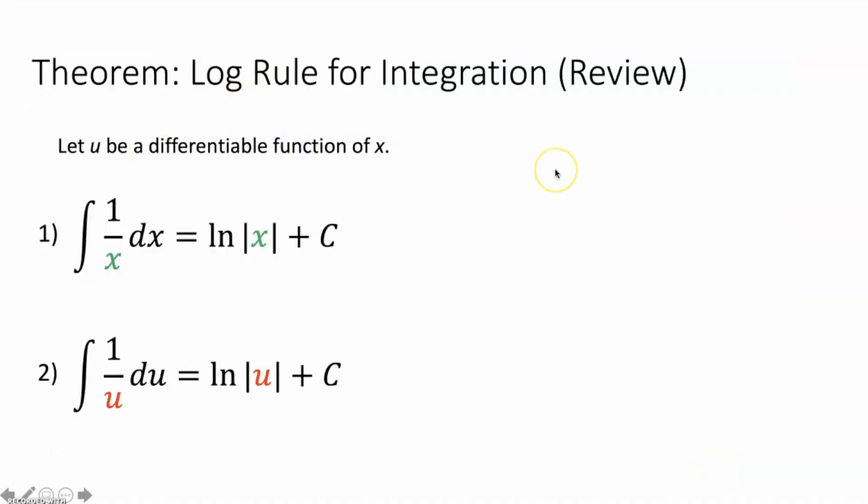To do is quickly review the log rule for integration. So remember, the integral of 1 over x dx is just equal to the natural log of the absolute value of x plus c. Or if that x is instead a function in terms of x, like it is here, 1 over u du, the integral of that is still going to be the natural log of the absolute value of u plus c. Again, this is just letting you know that the log rule for integration holds up under u substitution if in the denominator you have a function in terms of x.